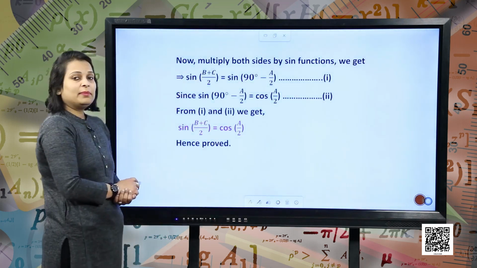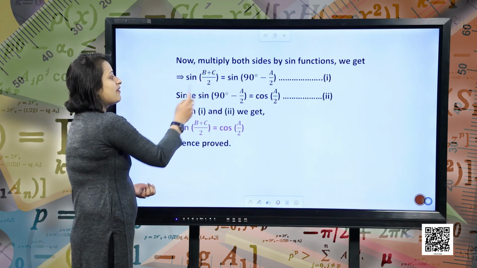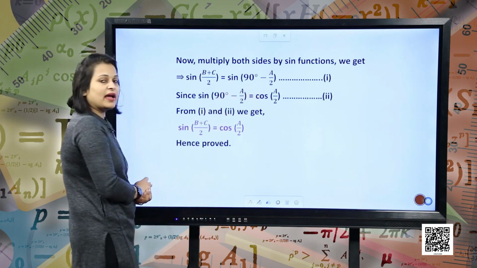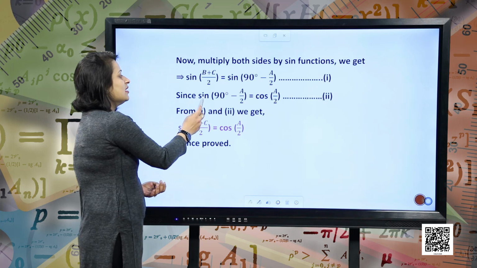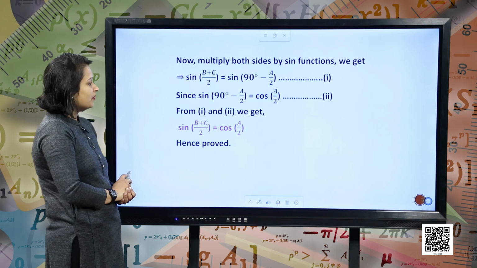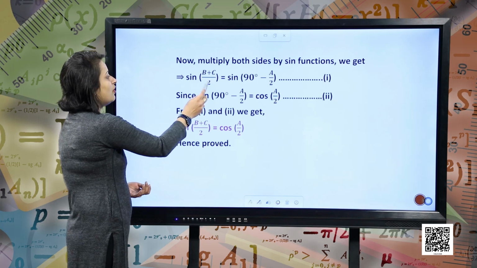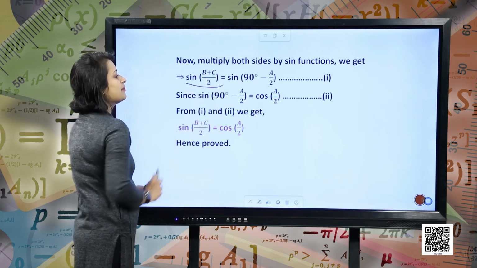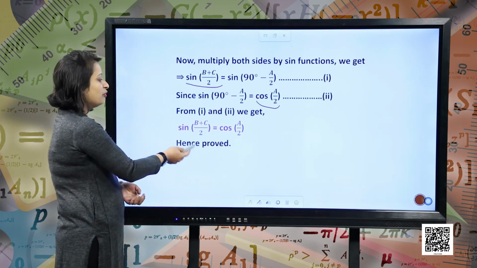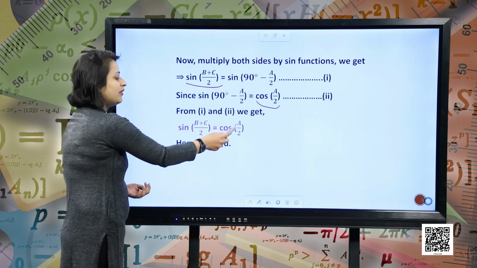Now multiply both sides by sine function. So sine of B plus C divided by 2 is what? Sine of 90 degree minus A by 2. Now since sine of 90 degree minus A by 2 is what? Cos of A by 2. So from these equations, what will you get? Sine of B plus C divided by 2 is equal to cos of A by 2. So we have proved that sine of B plus C divided by 2 is equal to cos of A by 2.